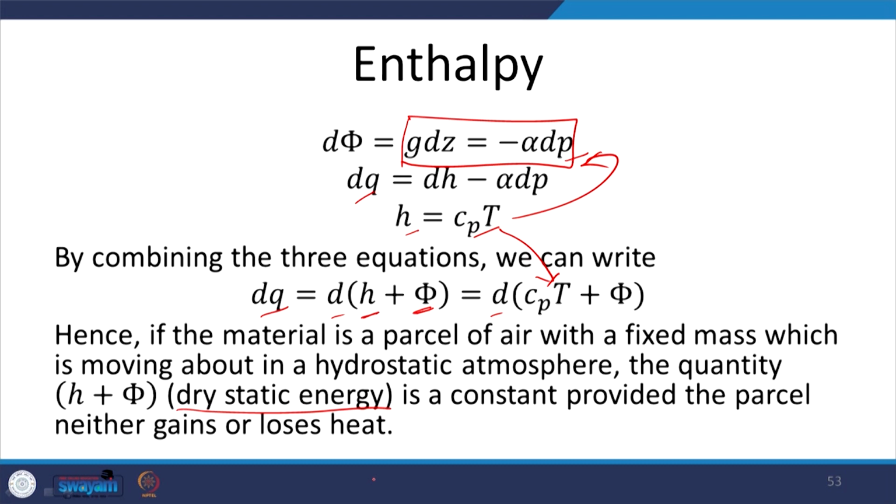So, this is how you bring in enthalpy to write the geopotential, and you define a physical quantity called the dry static energy, and this dry static energy remains conserved if the air parcel is in a picture in which it is neither gaining energy nor losing energy, right. So, I will conclude this class here.